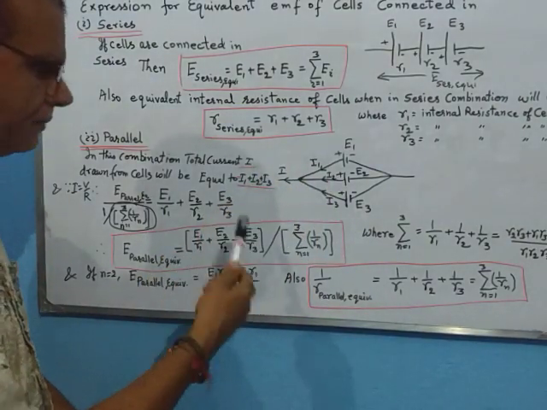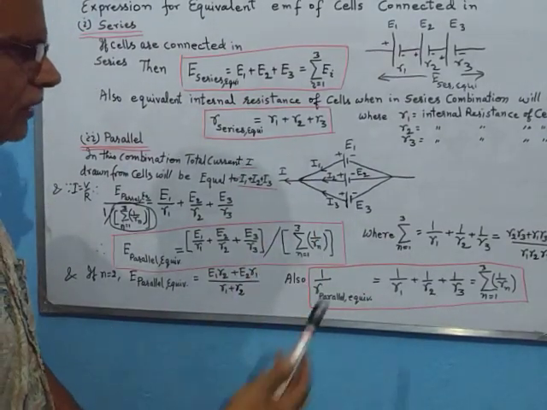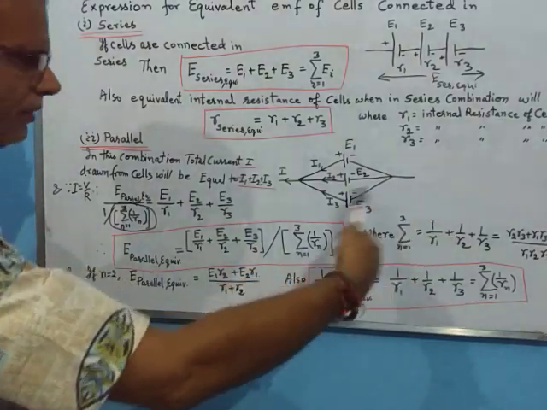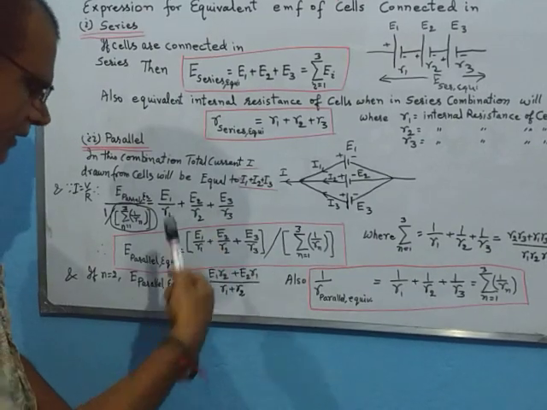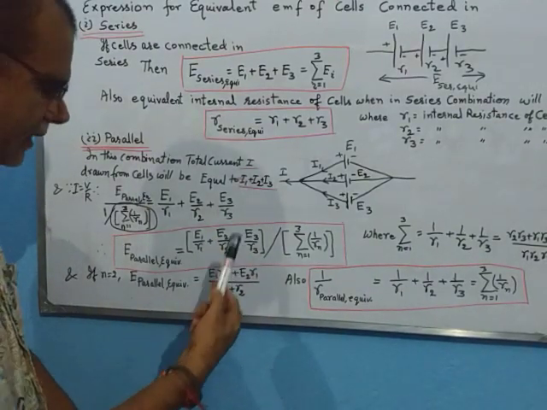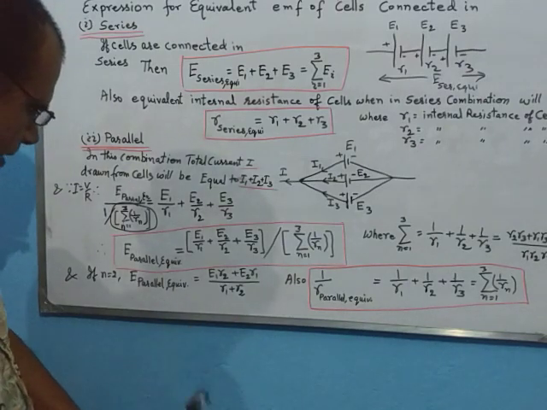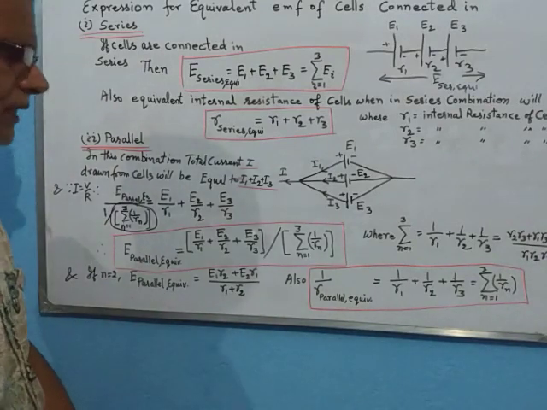Had there been only 2 cells, that is n is equal to 1 to 2 only instead of 1 to 3, then on solving this expression and eliminating the R3 factors, you will get this expression finally. This is E parallel combination for n is equal to 2.